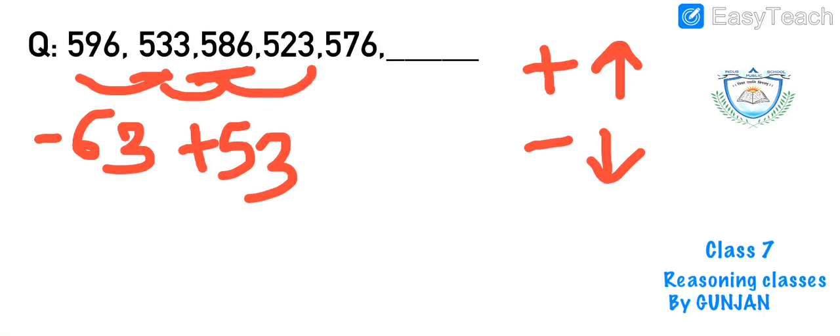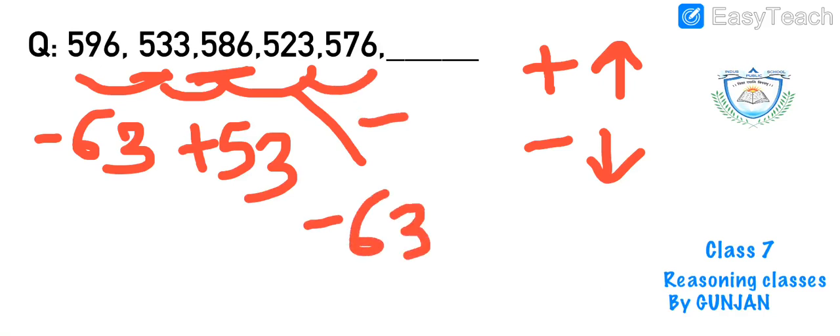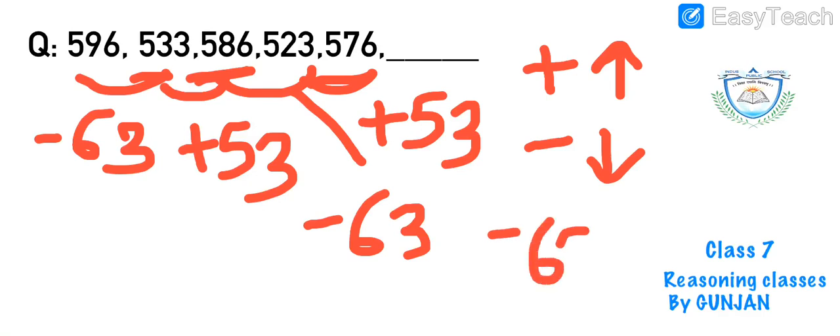If I further go ahead, again, what I have to do is subtract 63. Again, I have to add 53. Now, to find out our answer, what do we have to do? Subtract 63 from 576 in order to get the answer. So if I subtract, I'll get 513 as my answer. Are the questions clear to you? Move ahead.